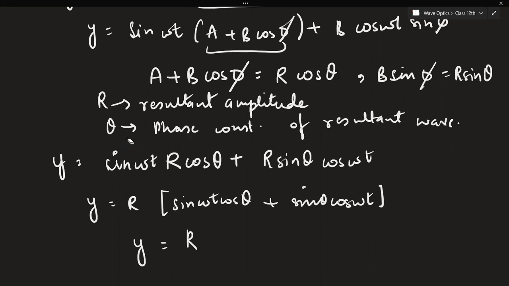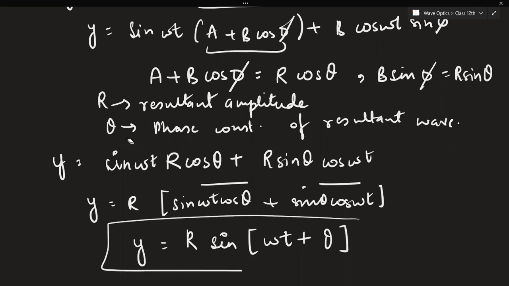From here, if you take the average, this term, sine omega t cos theta, and from here, sine theta cos omega t. We are writing this as what? This equation of the resultant wave is written as R sine (omega t plus theta). So this is the equation of the resultant wave, which you have to remember. For the derivation, you can look at the above part.